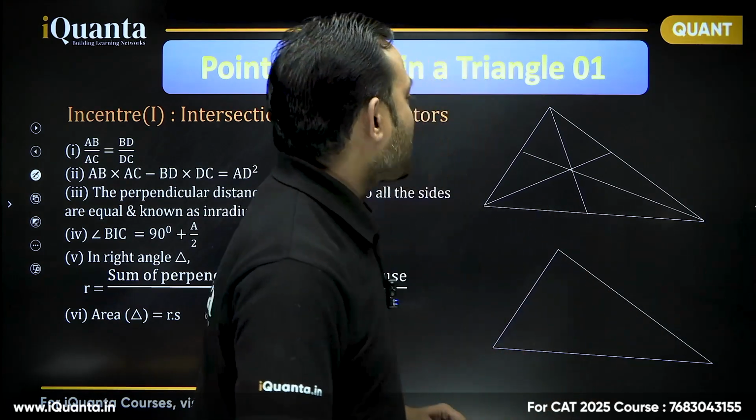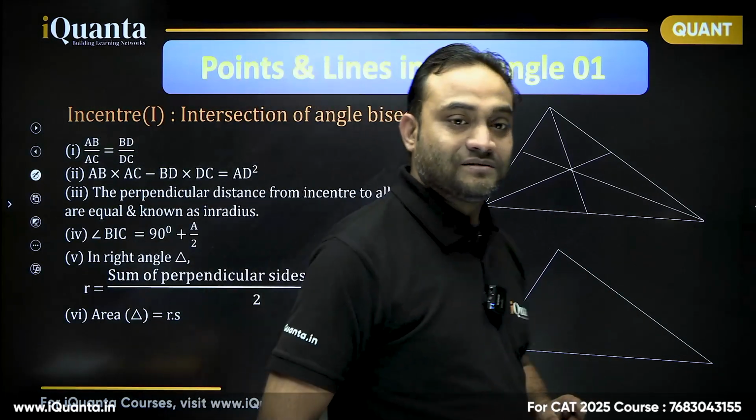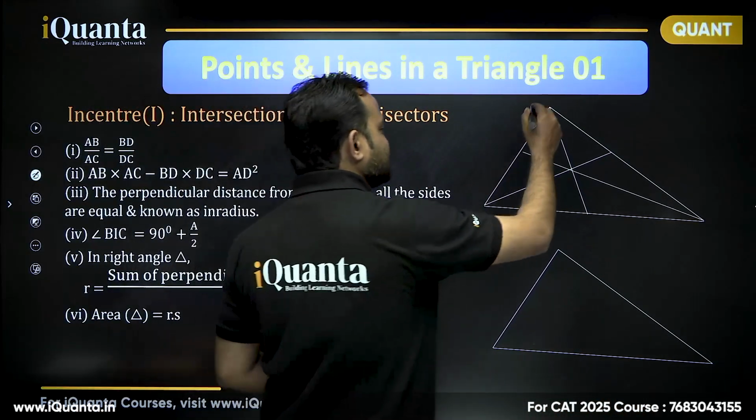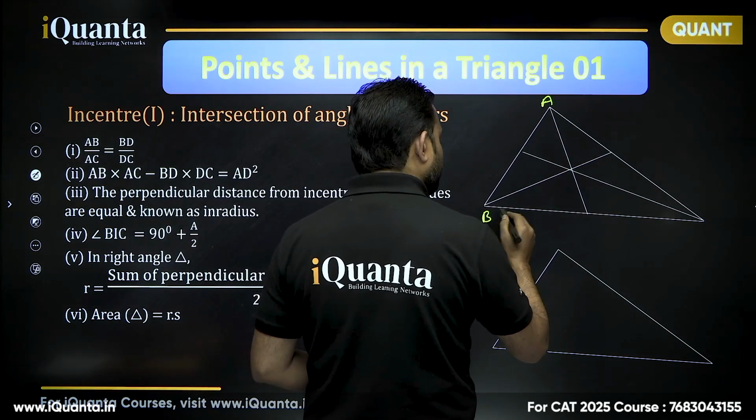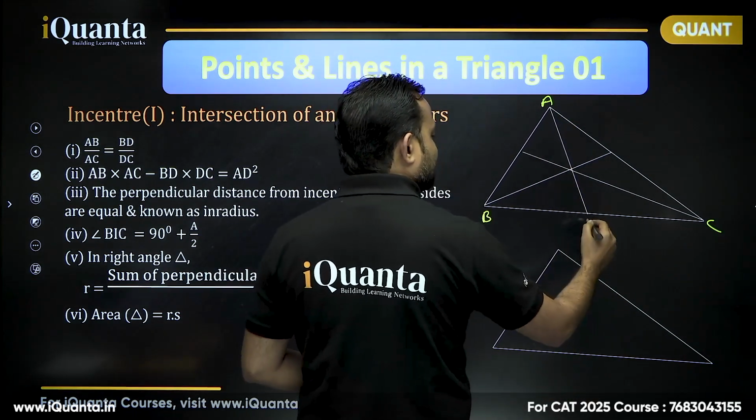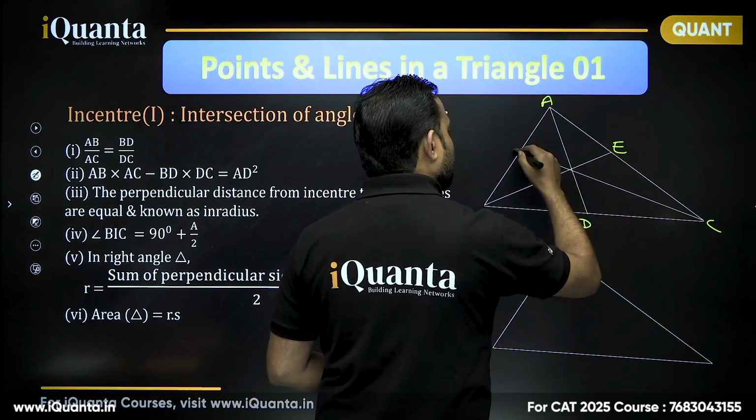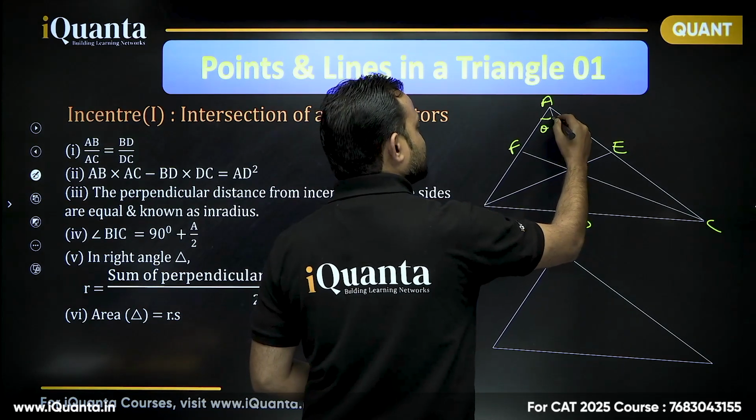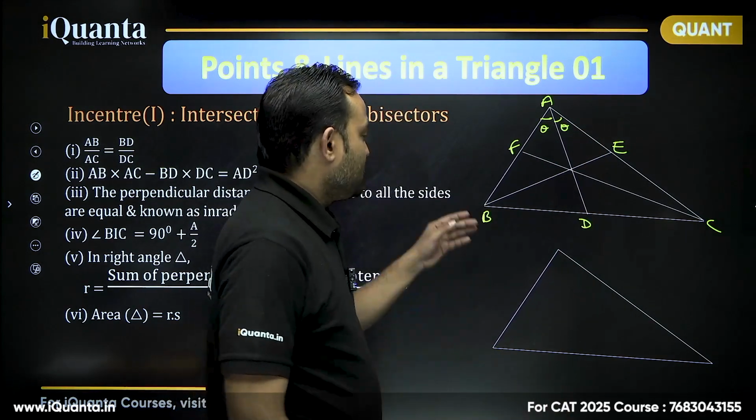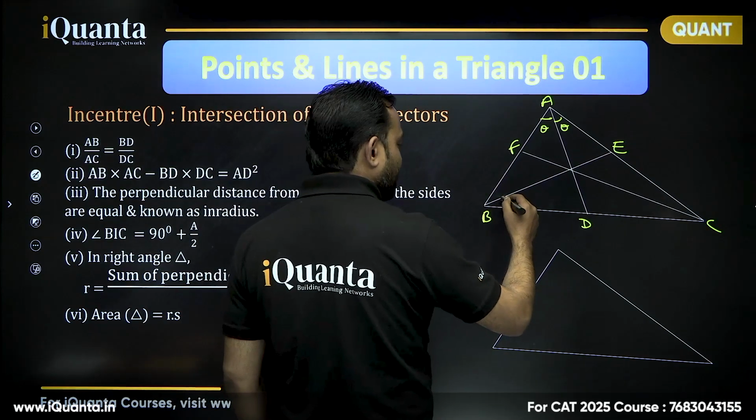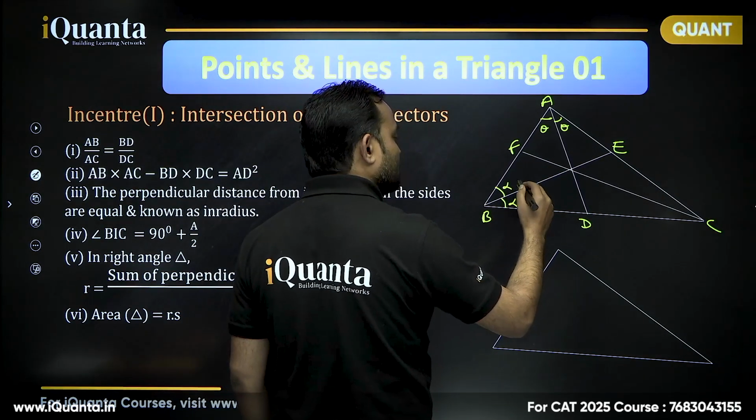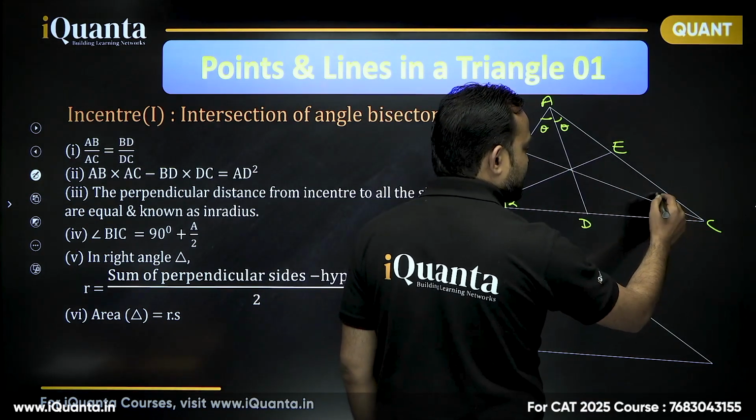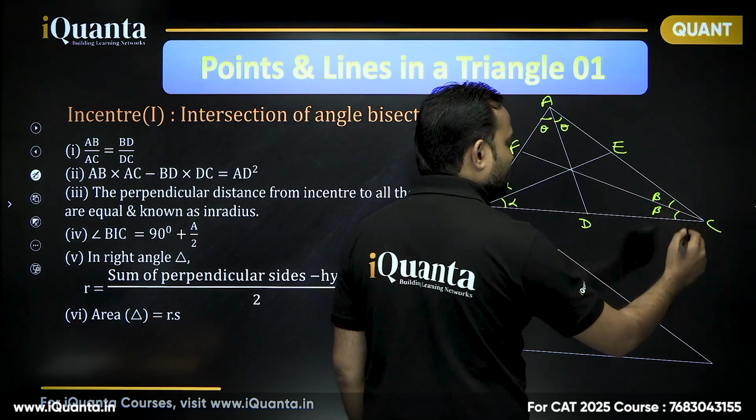So if we talk about incentre, what is incentre? So incentre is nothing but intersection of angle bisector. So let's say this is our triangle A, B and C, then D, E and F. Then we can say AD is the angle bisector of angle A. This angle is theta, this angle is also theta. BE is the angle bisector of angle B. If this angle is alpha, this angle is also alpha. CF is angle bisector of angle C. If this angle is beta, then this angle is also beta.